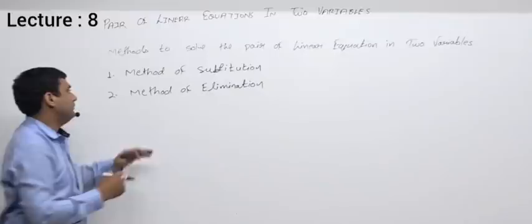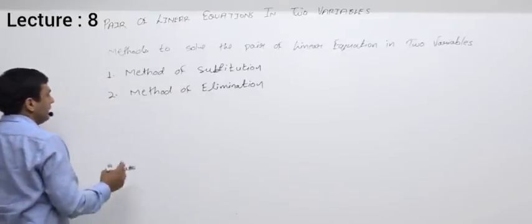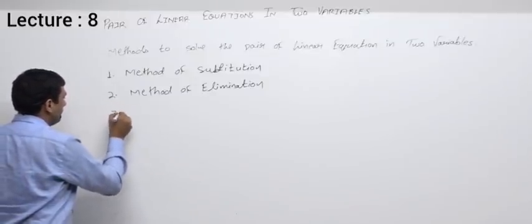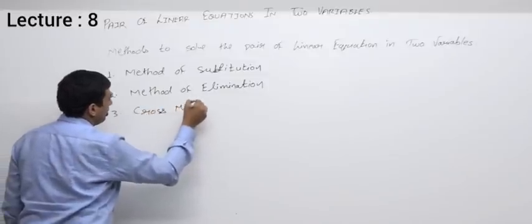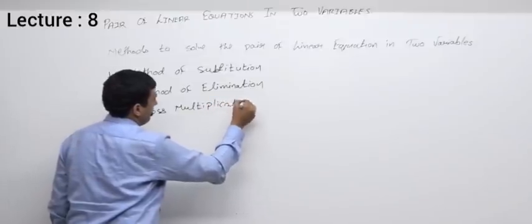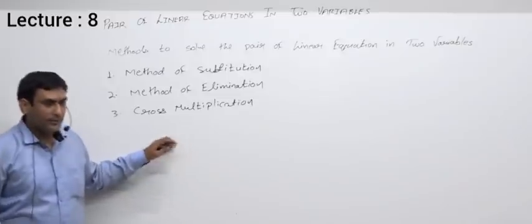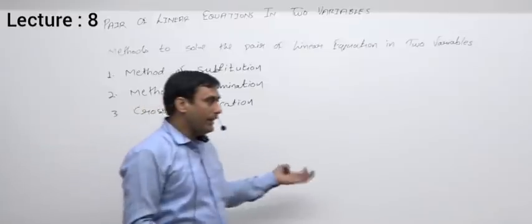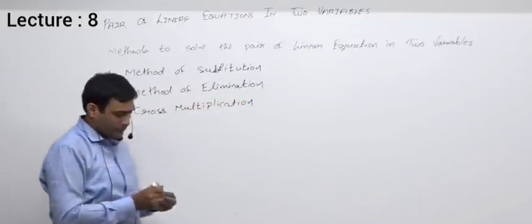The name itself gives a little bit of a hint of what actually we are going to do to get the solution. And the third one is cross multiplication. Now this cross multiplication method is a formula method. That means we have to just put in the values of the coefficients of x and y to get the solution. So we'll start with the method of substitution.